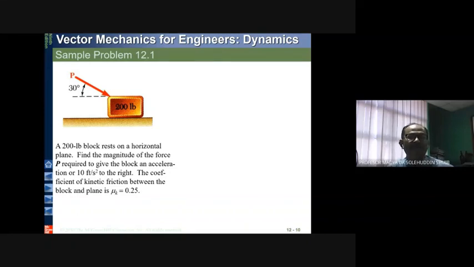of 10 feet per second square to the right. So the coefficient of kinetic friction between the block and the plane is 0.25. This is the coefficient of kinetic friction, mu k is 0.25.